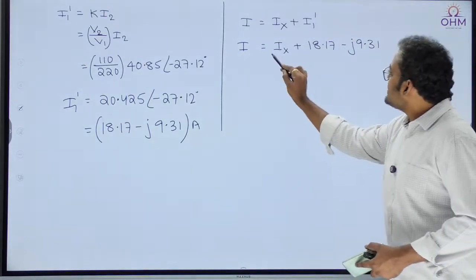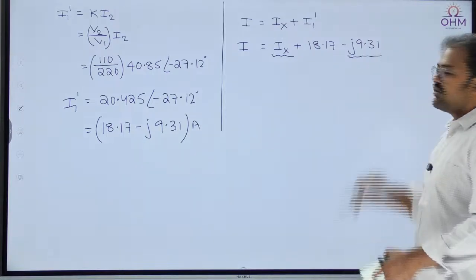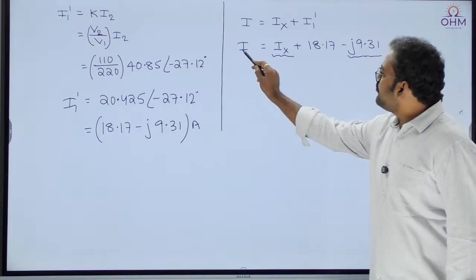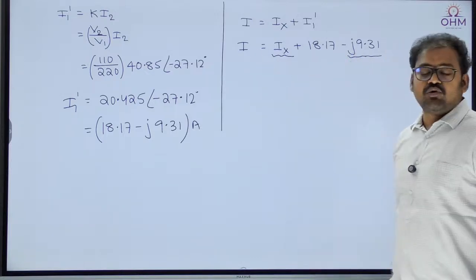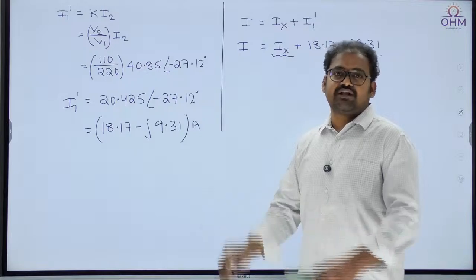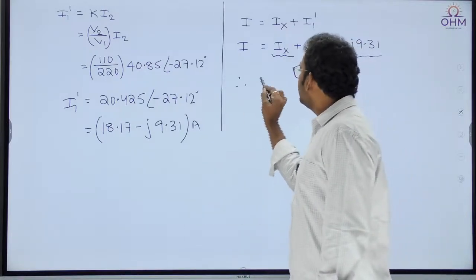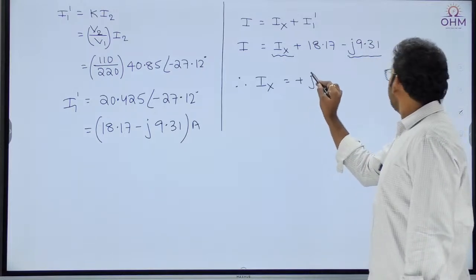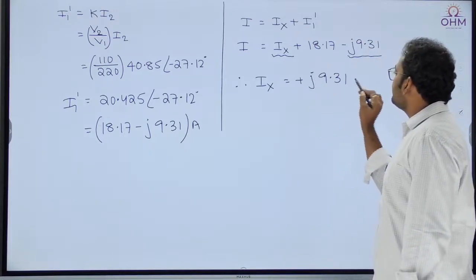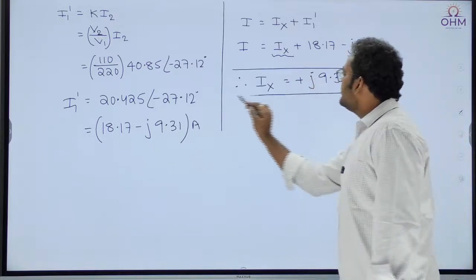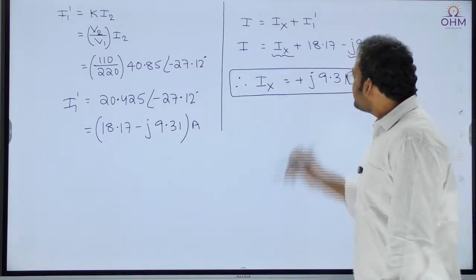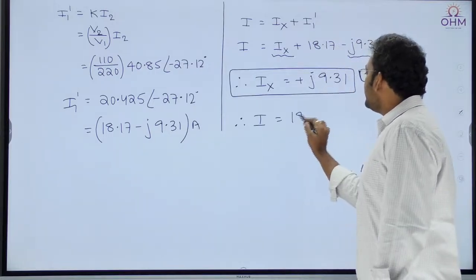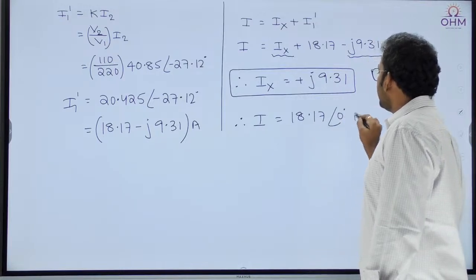That means this Ix should cancel this reactive component. If this Ix cancels this reactive component, then the overall current will have only real part. Therefore, I can write Ix is simply equal to, to cancel this, it must be plus j 9.31. This should be the value of Ix. If this is the value of Ix, then what is I? Therefore, I is equal to 18.17 at an angle 0.